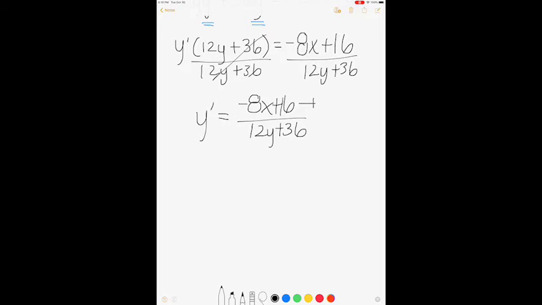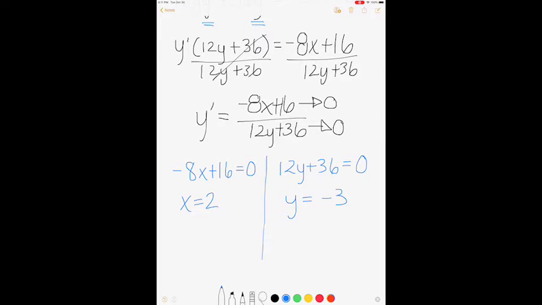All right, I know I'll have a horizontal tangent when the numerator is 0, because that will give me an answer of 0. And when the denominator is 0, that'll give me an answer of undefined. So the slope is 0 when the numerator is 0. The slope is undefined when the denominator is 0. So we're going to solve 2 separate equations. All right, so subtract 16, divide by negative 8, and I get 2. Subtract 36, divide by 12, and I get negative 3.